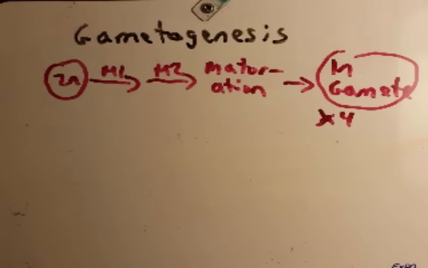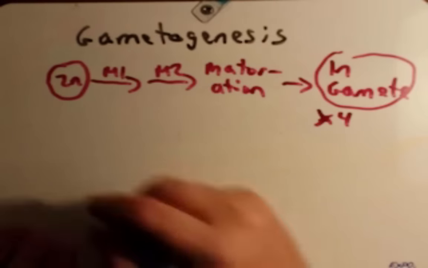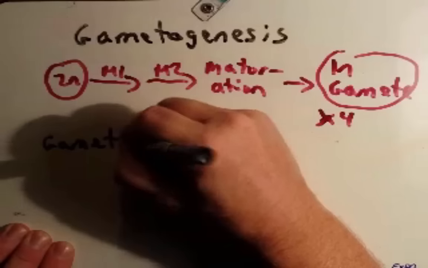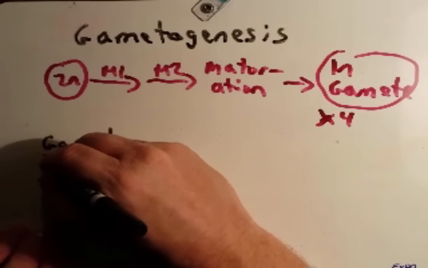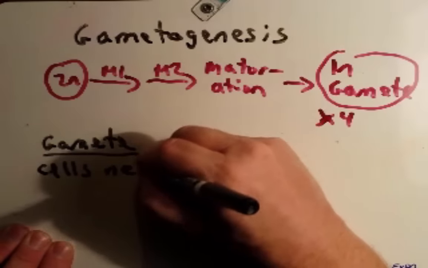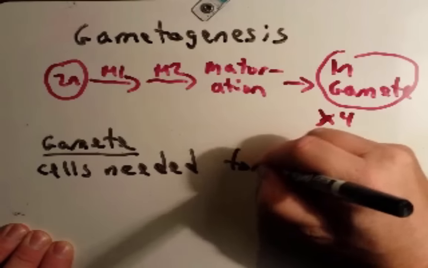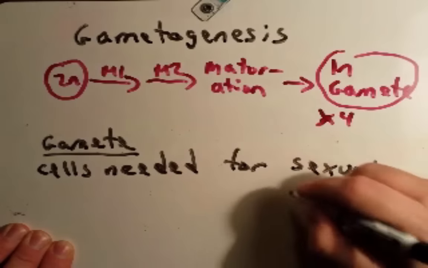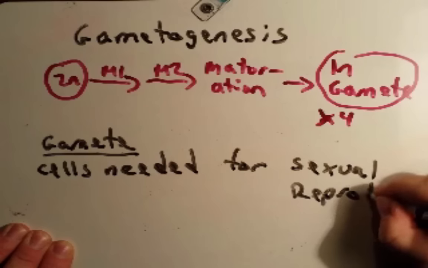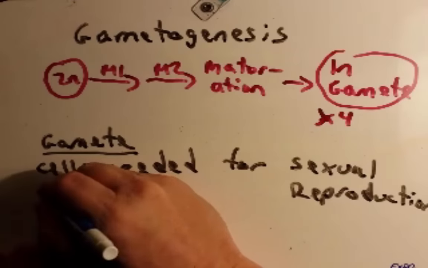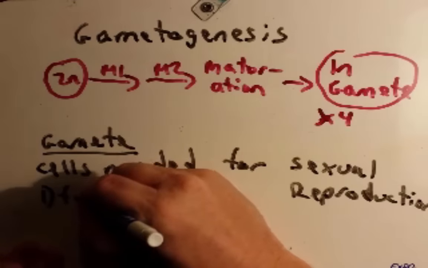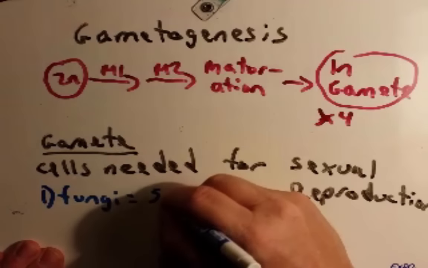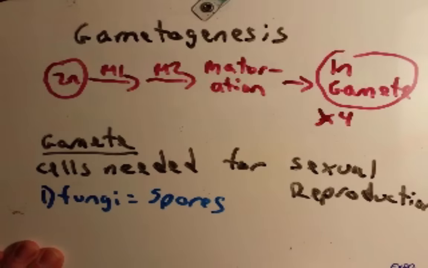Now I'm going to talk about the gametes a little bit more. Gametes is a very general term, but in general they are the cells needed for sexual reproduction. In organisms like fungi, the gametes would be called spores. Fungi, like yeast, the one you work with in the lab in genetics, will take a diploid cell and make 4 spores. And then those 4 spores are used in sexual reproduction for the fungi.